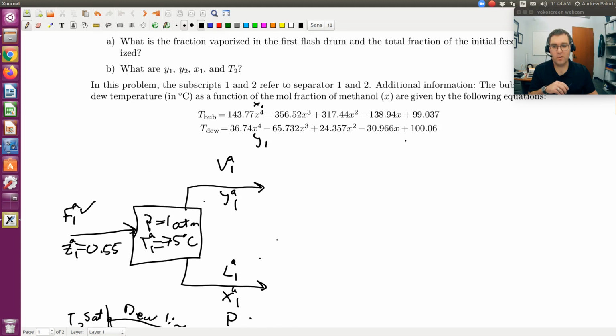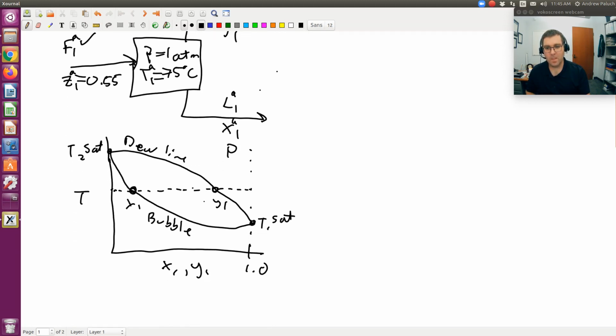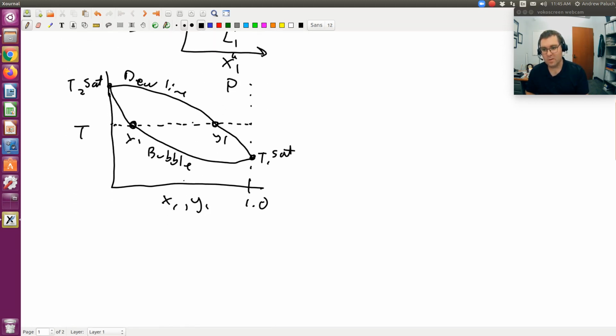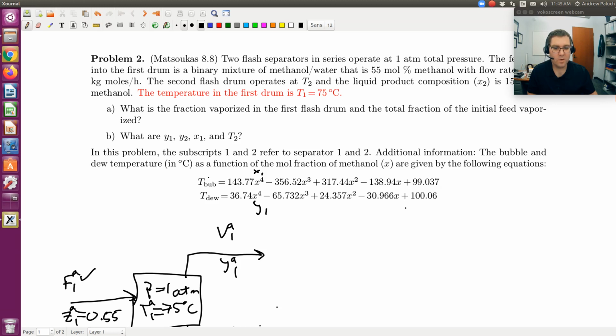So in this case, we know the temperature, and since T dew equals T bubble, I would have an A essentially. T dew is equal to 75 degrees C, and T bubble would likewise equal 75 degrees C. And so you could go up to each one of our expressions here, set them equal to 75 degrees C, and solve for the liquid composition from T bubble and the vapor composition from T dew.